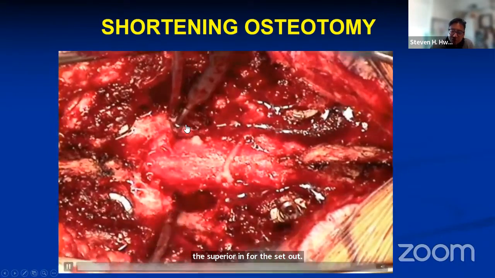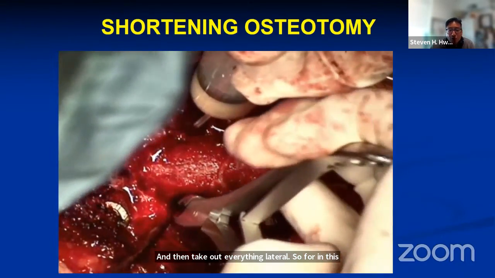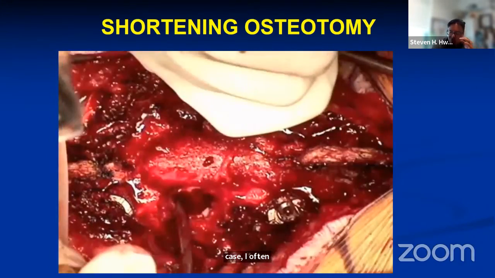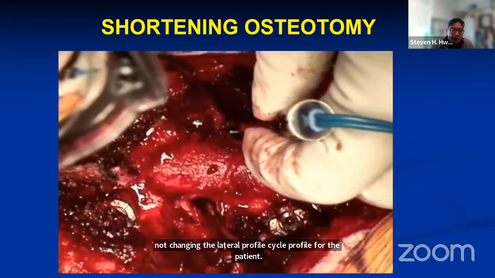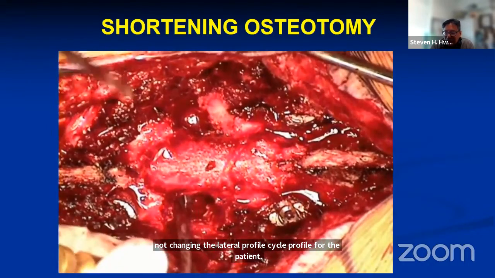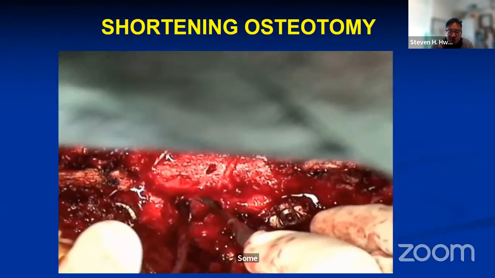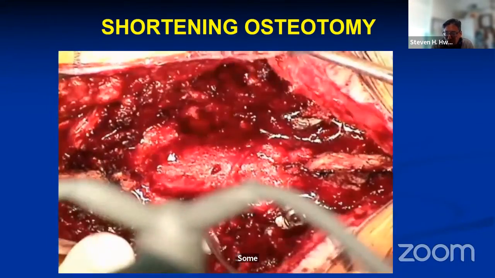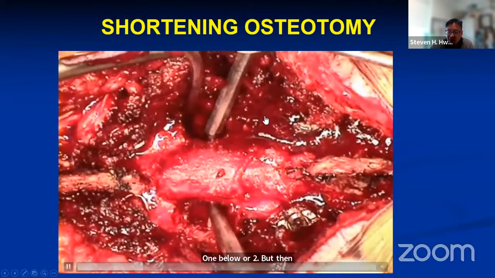In this case, I'll often try to do it at T12 so that we're not changing the lateral profile, the sagittal profile, for the patient. And if there's good fixation, you can go one above and one below, like Dr. Kokobun described. I had one patient who fractured one of the screws after a fall. So sometimes I'll go 2 above, 1 below, or 2 and 2. But then just do basically a partial VCR.